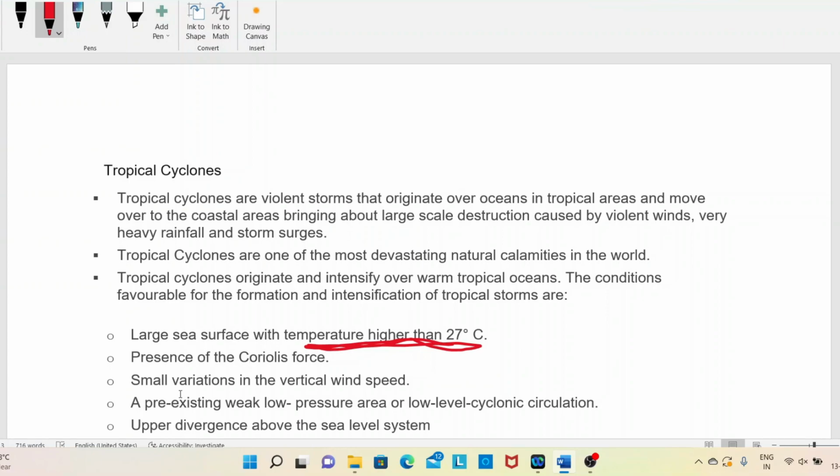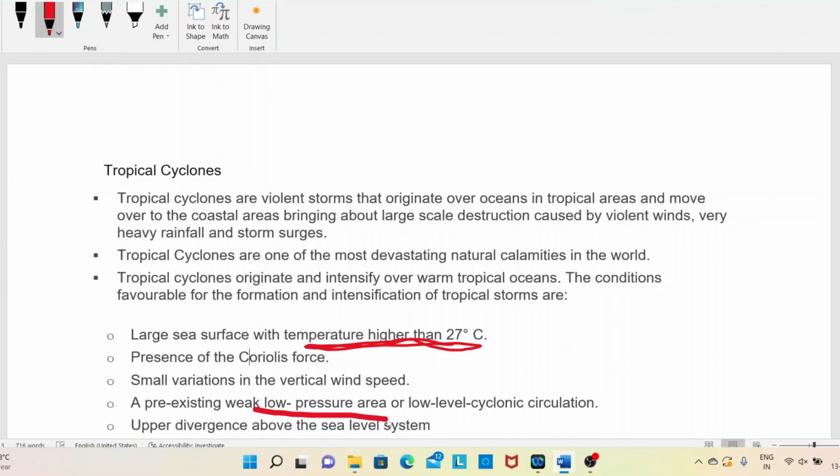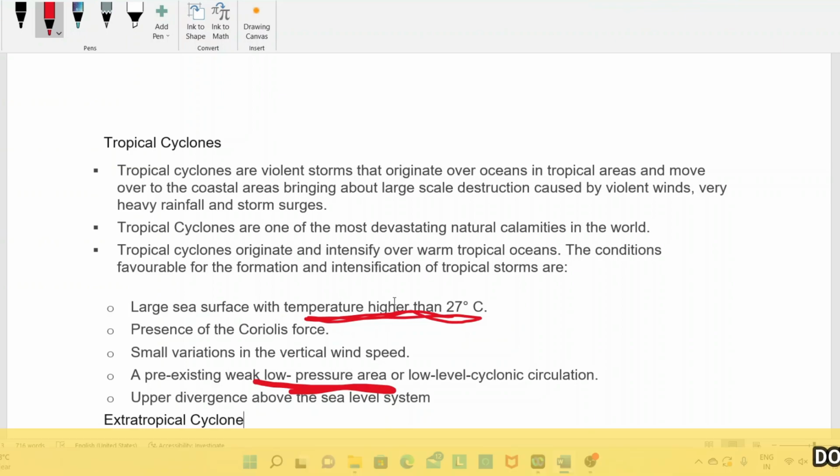Also, there is some small variation in the vertical wind speed and a pre-existing weak low pressure. Here the important point is that cyclone formation takes place where there is a weak low pressure area or low-level cyclonic circulation and upper divergence above the sea-level system. These are the favorable conditions for the formation or intensification of tropical storms.